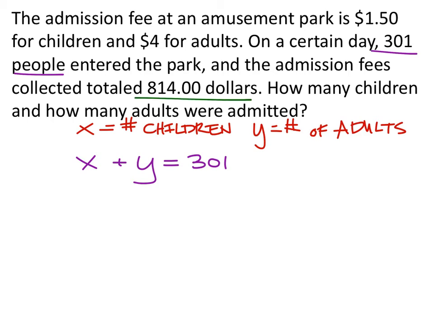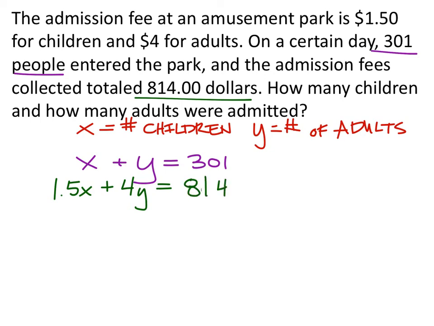And then if we look at the costs, for children, it was $1.50 for every child. So if I multiply that by X, it will tell us how much money was brought in from the admitted children. And then it's $4 for every adult. So if we multiply that by the number of adults, we have as much as we would have collected for adult tickets. And that was equal to $804.